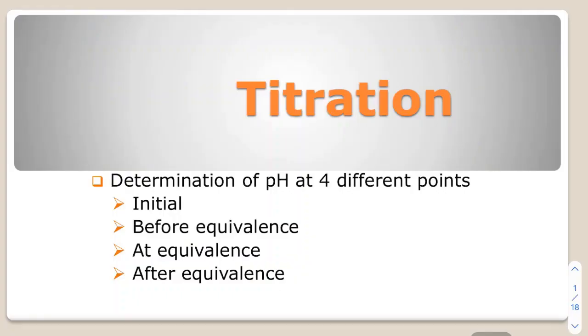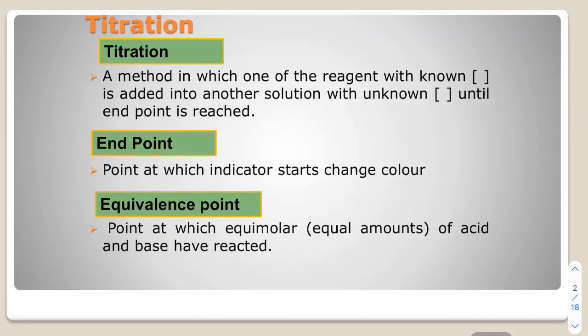So let's move to the last subtopic, which is the titration. The most important thing in this part is that you have to be able to determine the pH at 4 different points during the titration, which are initial, before the equivalence point is reached, at the equivalence point, and after the equivalence point.